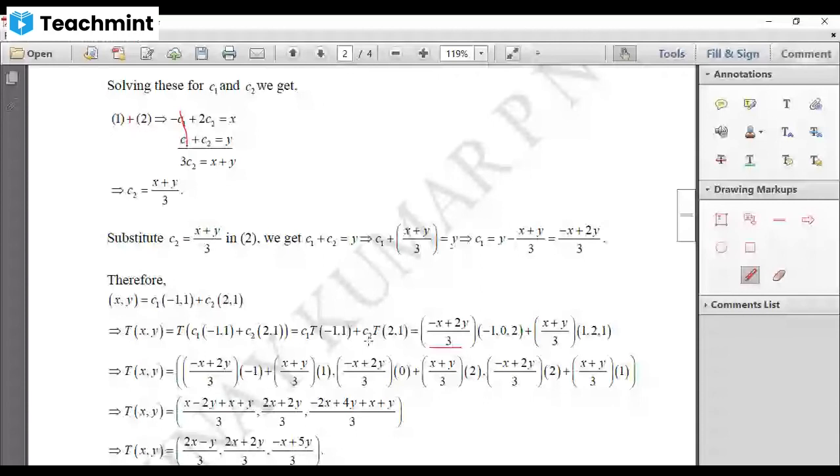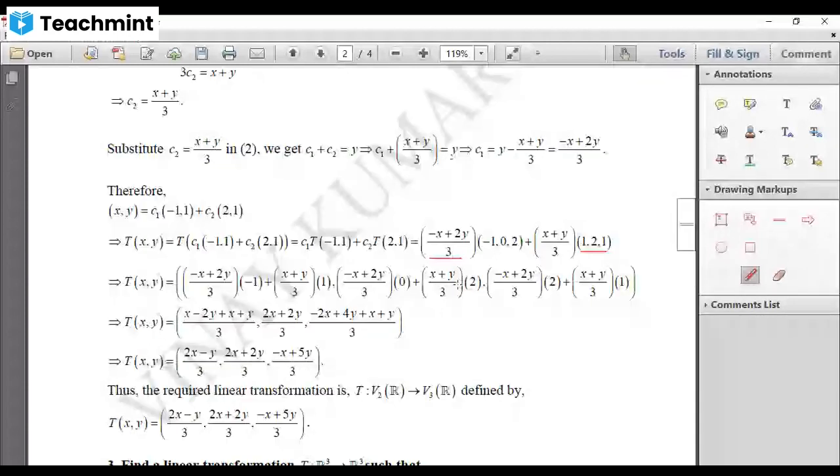And what is the image of (2, 1)? Substitute that. Now you have to multiply this scalar with all the coordinates, and multiply this scalar with all the coordinates, and add them, adding the corresponding coordinates. So (-x + 2y)/3 into -1 plus (x + y)/3 into 1. That is your x coordinate. Then (-x + 2y)/3 into 0 plus (x + y)/3 into 2. That is your y coordinate.